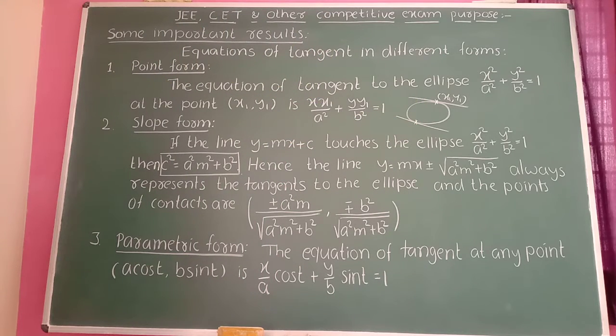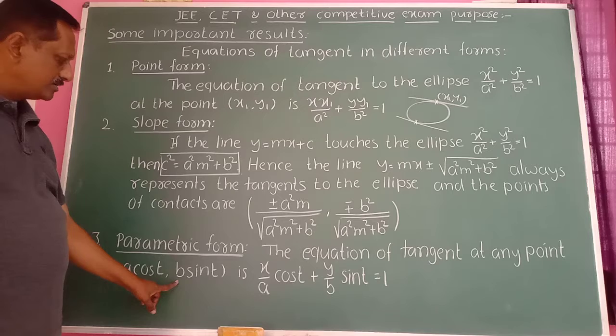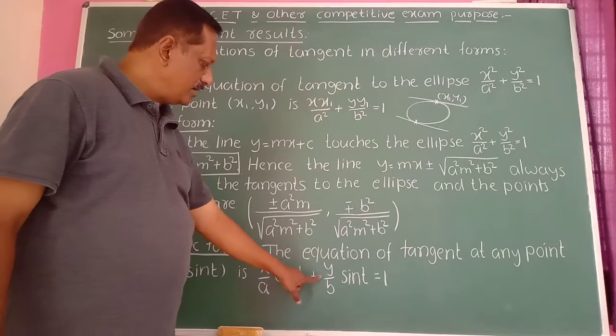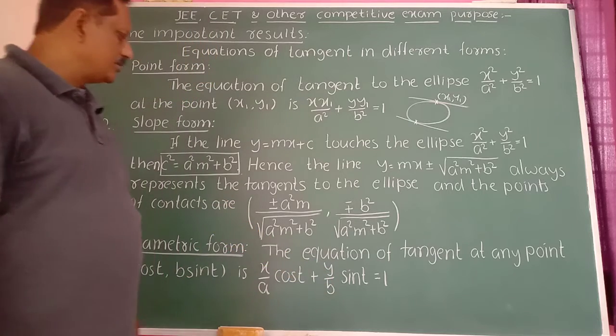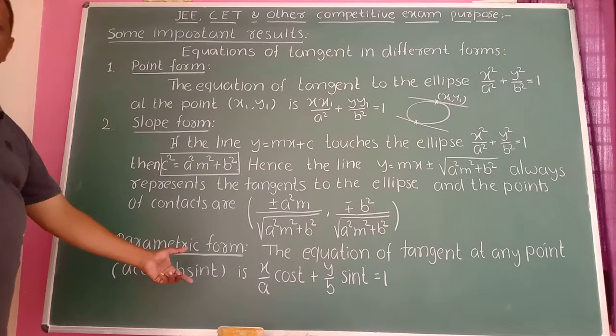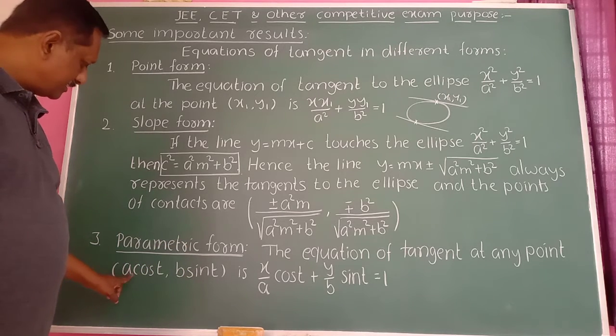Next, the parametric form. The equation of tangent at any point (a cos t, b sin t) is x/(a) cos t + y/(b) sin t = 1. It is the parametric form. This is also the equation of tangent at t, meaning at this point.